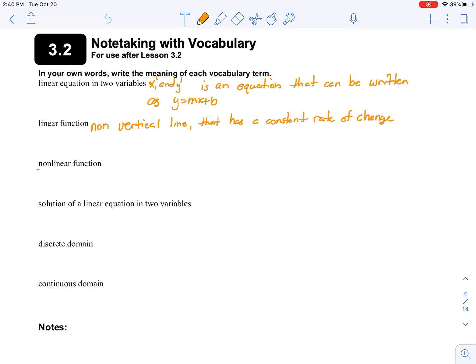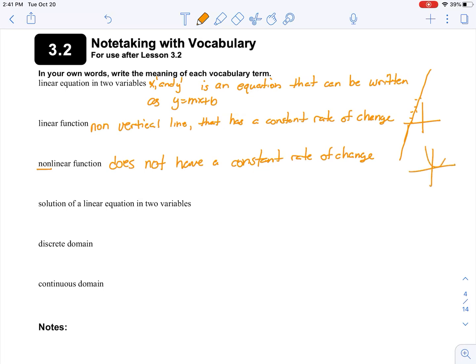So therefore, if we're going to flip over to nonlinear, non-linear functions do not have a constant rate of change. Again, that constant rate of change means it's going to go up and over 1, up and over 1. So we're going to continue to find that path. So it's going to make a straight line. That's what a linear function is. It makes a straight line.